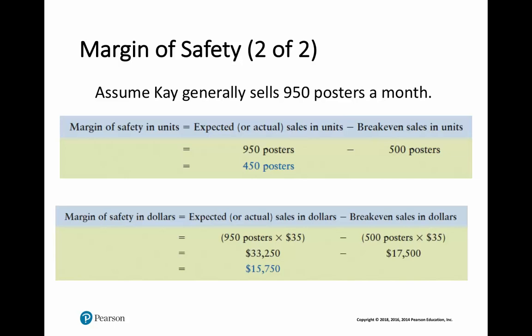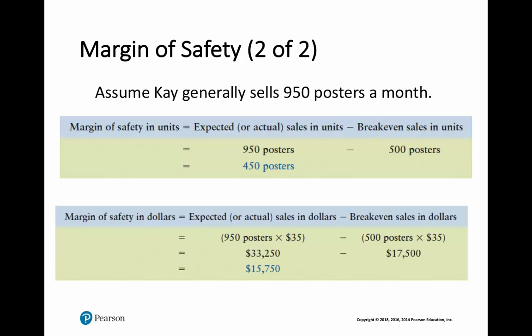That means normally we sell 950, but as long as we don't go down 450, at the very least we'll have a break-even, and as long as we're in that margin of safety, at the very least we'll have a profit, unless we get down to that 450. If we lose sales of 451 posters, so one poster above that margin of safety, that's going to tell us we have a loss. So if we have a bad month and we're off on that expectation by more than our margin of safety, it means we're going to be losing money.